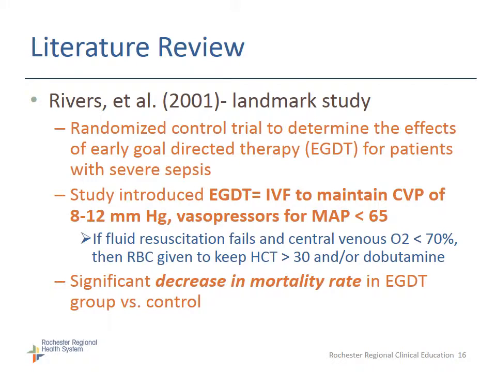Some of the research behind sepsis management includes the landmark study by Rivers that uses randomized control trial to determine the effects of early goal-directed therapy for patients with severe sepsis. This study introduced early goal-directed therapy, which includes IV fluids to maintain CVP of 8 to 12 and vasopressors for a MAP less than 65. The result of the study found a significant decrease in mortality rate in early goal-directed therapy group versus control group. This study has been cited numerous times in subsequent research on sepsis.